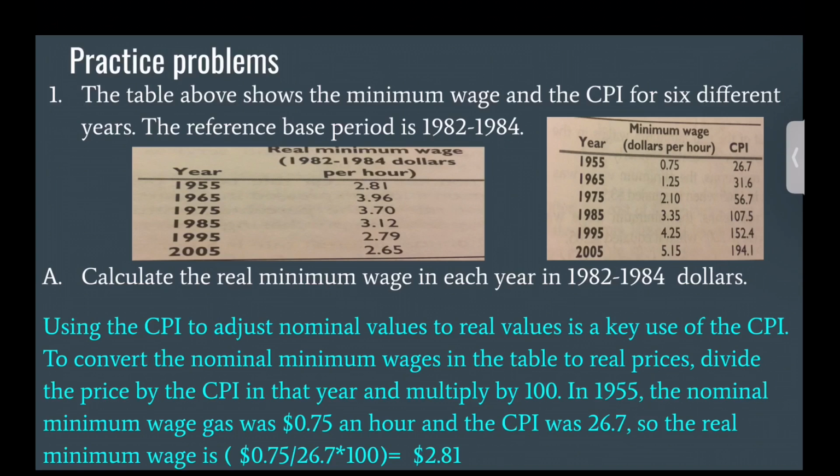In 1955, the nominal minimum wage rate was $0.75 an hour and the CPI was 26.7. So the real minimum wage is 0.75 over 26.7 times 100 equals $2.81.